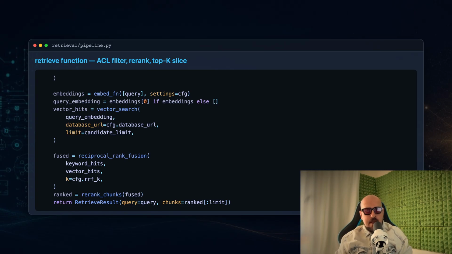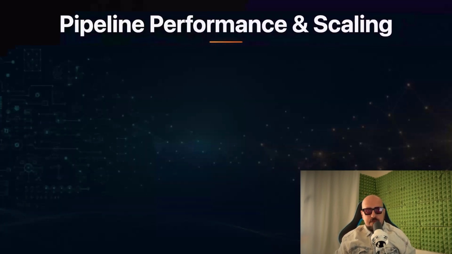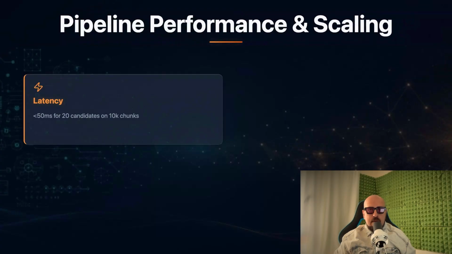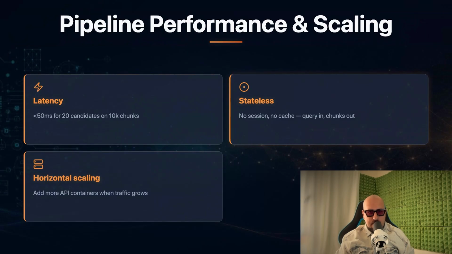The function accepts an embed_fn parameter for dependency injection, so we can mock embeddings in tests without calling the OpenAI API. The full pipeline, keyword search, vector search, fusion, ACL filter, rerank, runs in under 50 milliseconds for 20 candidates on a table with 10,000 chunks. The pipeline is stateless, so no session, no cache, just query in, chunks out. And that makes it easy to scale horizontally when traffic grows.